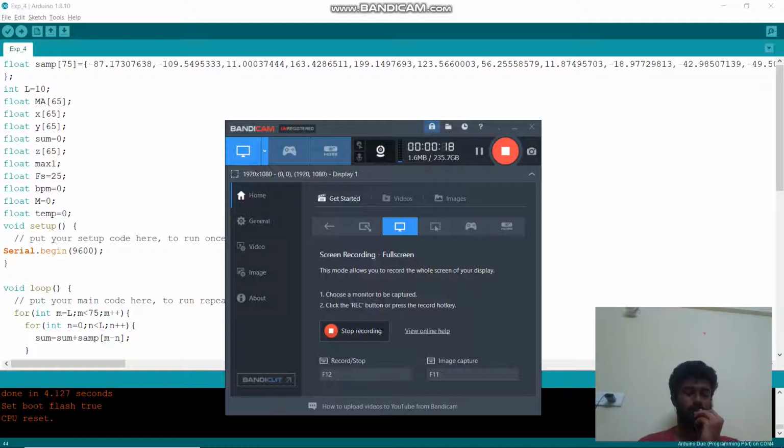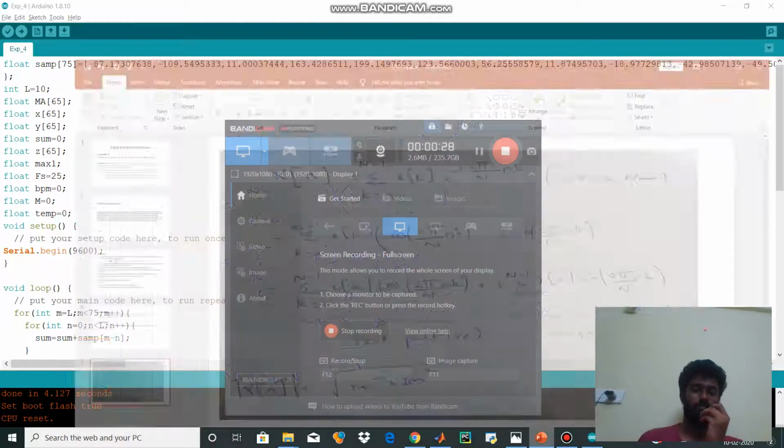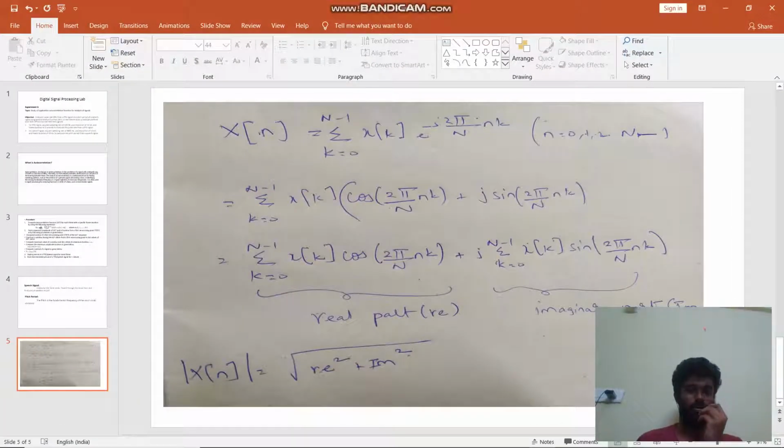So now let us look at what a discrete Fourier transform is and the formula for the discrete Fourier transform. The discrete Fourier transform of a signal x of n is given by X of k equal to summation of n from 0 to N minus 1 x of n e power minus j 2 pi by N into nk. This is in the exponential form, and we are expanding this exponential into cos and sine terms.